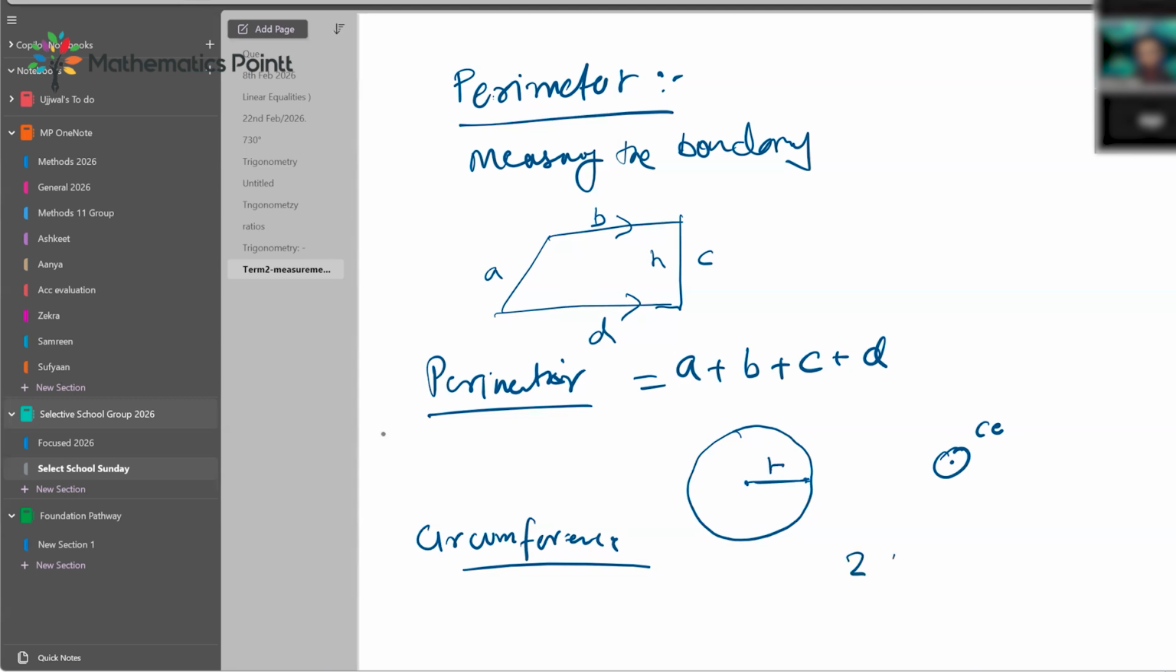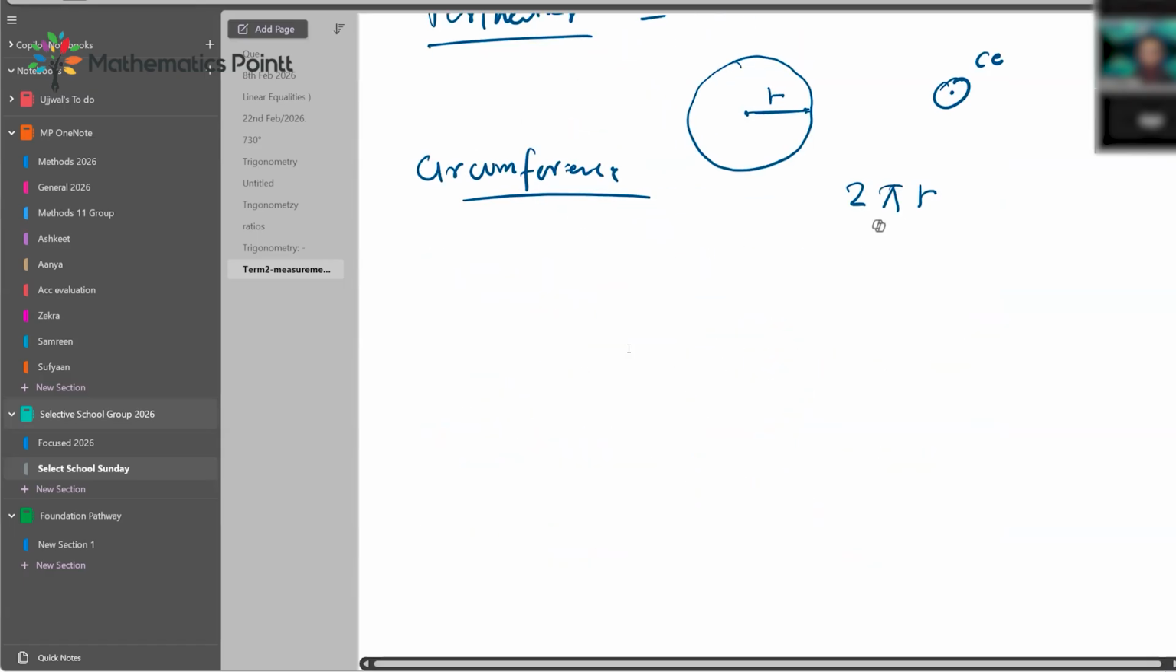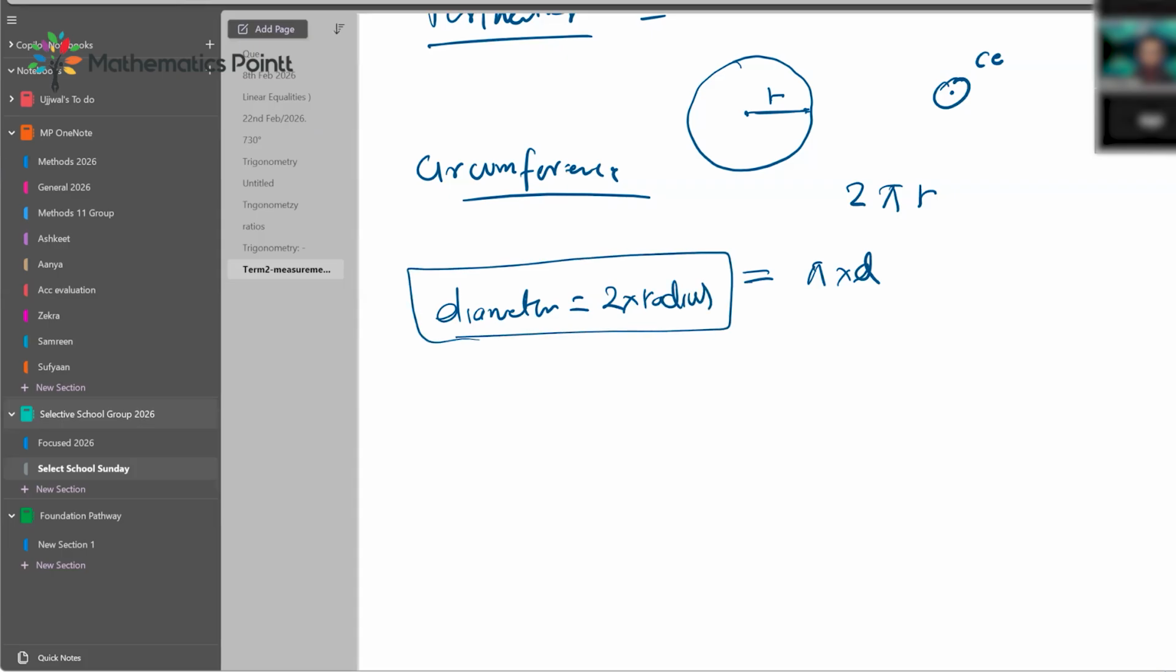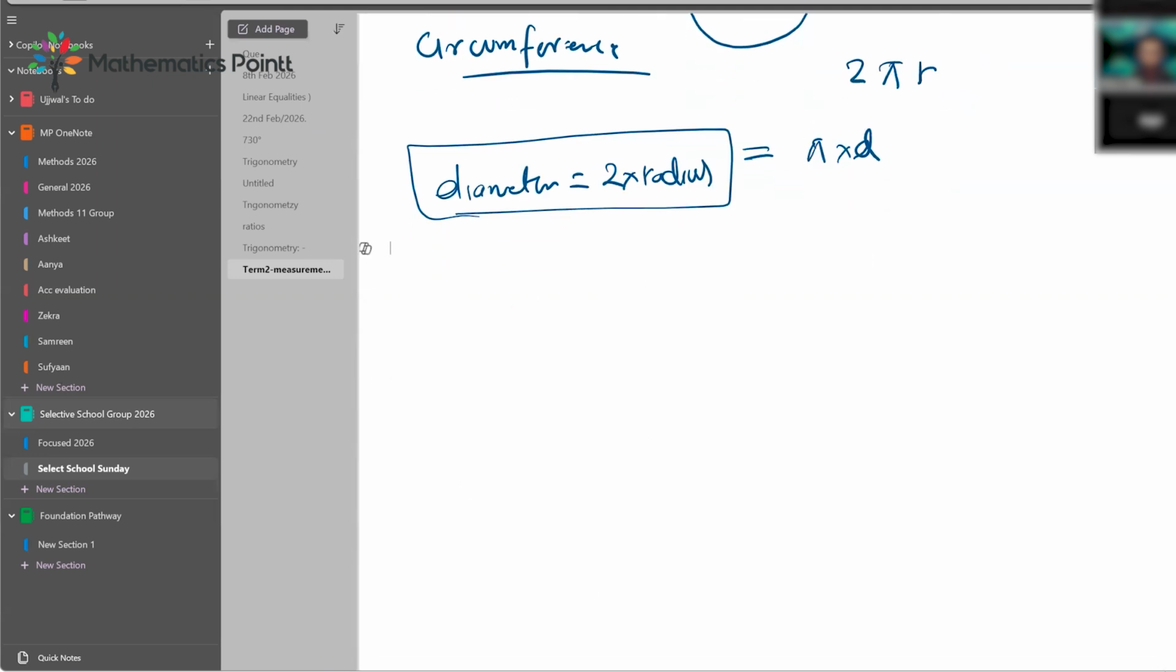So circumference. And what is the circumference formula? It is 2 times pi r. It is also pi times d, where d is the diameter. Diameter is 2 times the radius. Remember that. So the circumference of a circle is the perimeter of the circle.